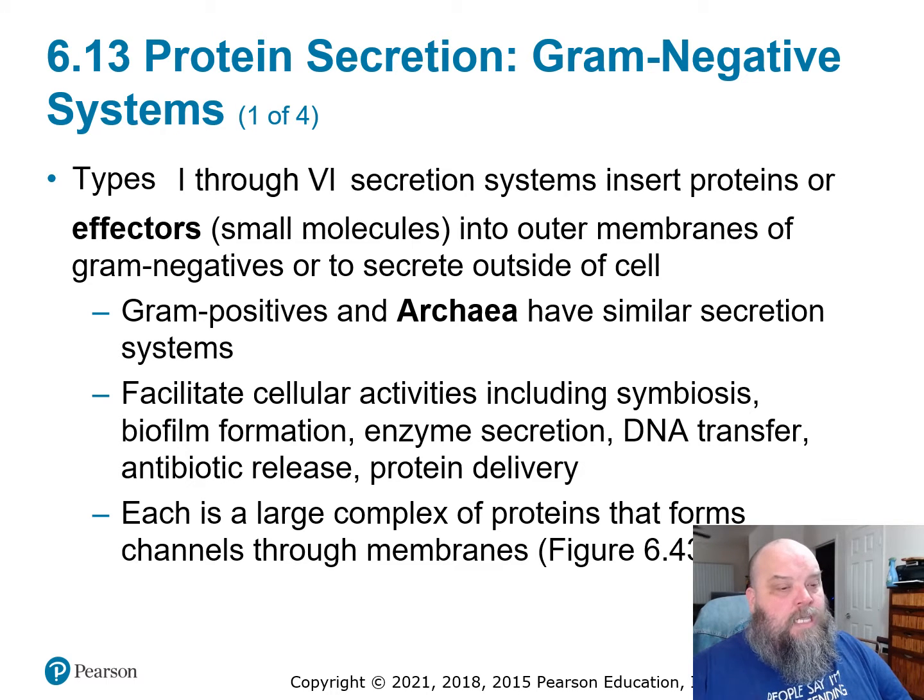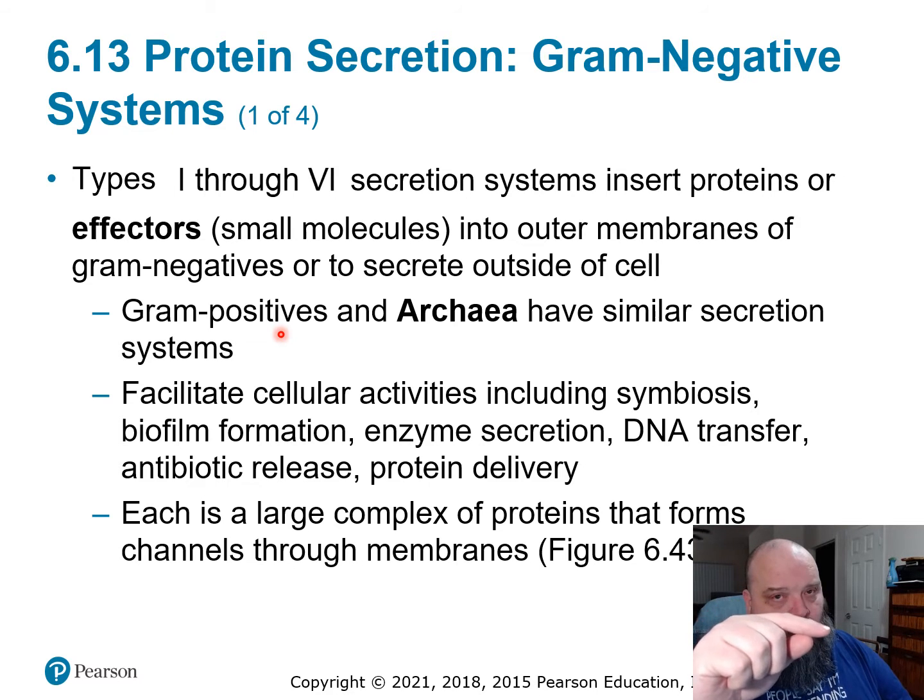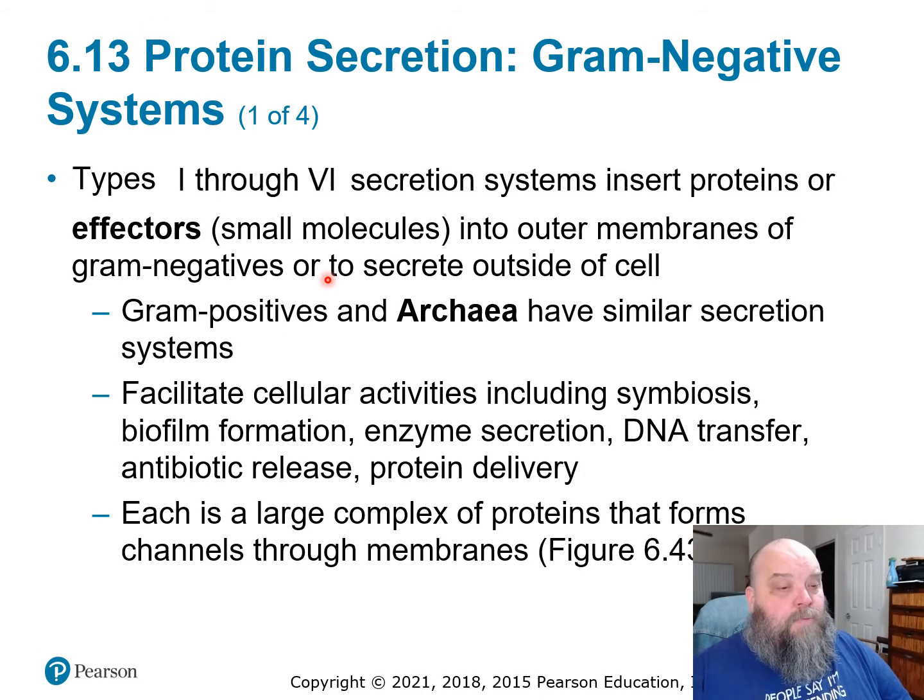So for those, you're going to need secretion systems known as type 1 through type 4 secretion systems. Think of these as glorified protein pipes that span from the cytoplasmic membrane through the periplasm all the way out through the outer membrane. Facilitates enzyme secretion, DNA transfer, antibiotic release, protein delivery, toxin delivery, exoenzyme delivery, all of it.